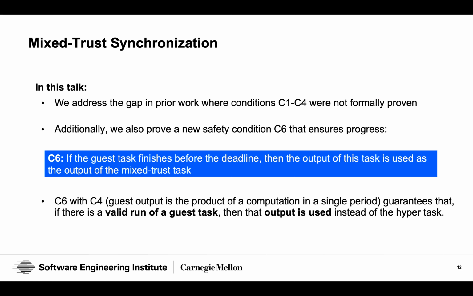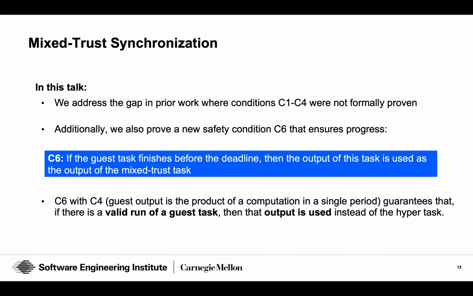In this talk, we address that gap in prior work and show how we can formally verify conditions C1 to C4. In addition, we also propose a new safety condition that ensures progress. Even though this is not required for the correct behavior of the system, the previous conditions do not consider the case where the output of the hypertask would always be used, and if that would be the case, then no progress would ever be made.